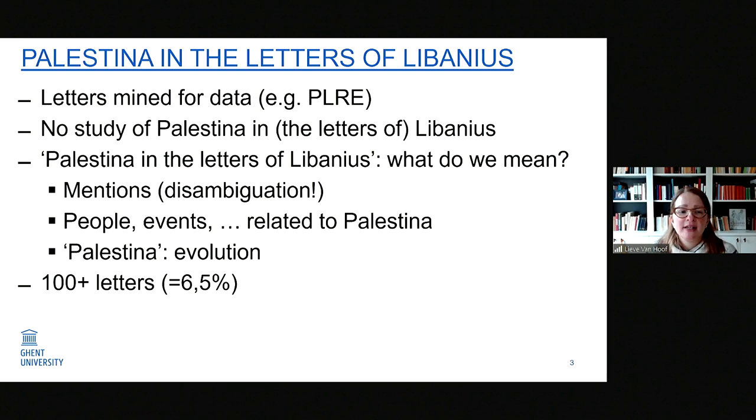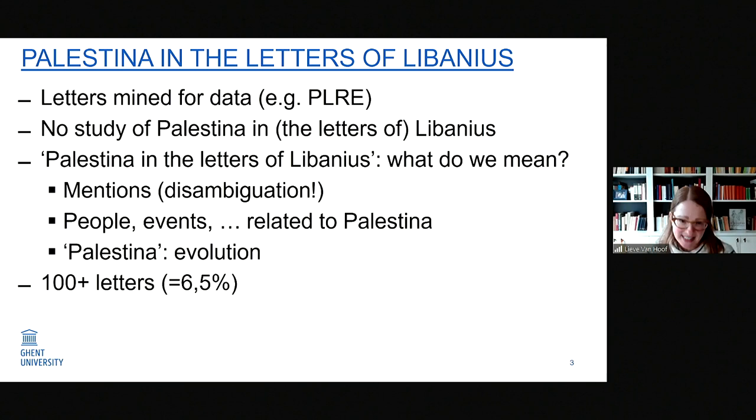Why is that? Because it's not so simple to define what we mean when we study Palestina in the letters of Libanius. Of course, I think in total there are some 40 mentions of Palestina in the letters of Libanius. So these are letters, obviously, that will be included in any study of the region or the province. But then there are also numerous letters where Palestina, or particular cities in Palestina, are not mentioned, but of which we still know that, for example, when he's writing to a person of whom we know that he was governor in that year of the province of Palestina, then we can say that that letter is also as much related to Palestina.